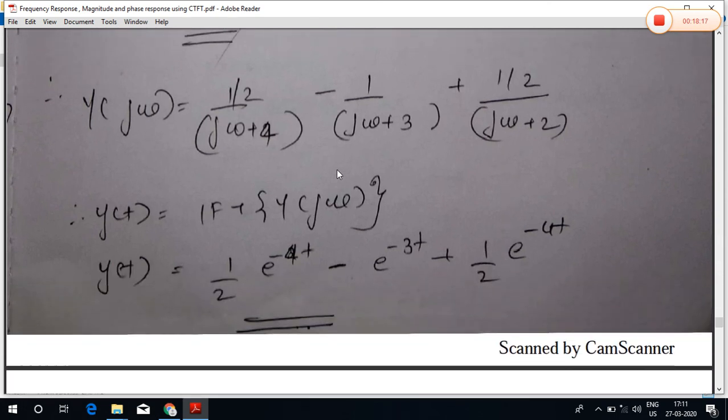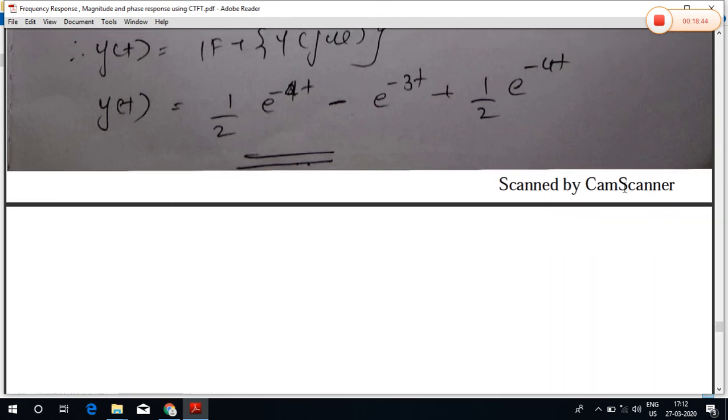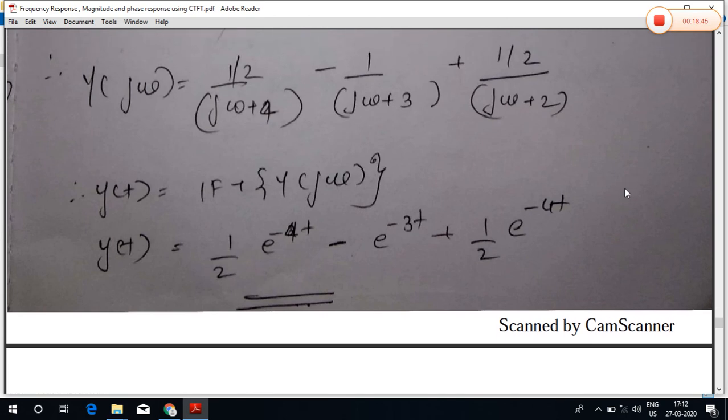Hence, on finding the inverse Fourier transform of this particular equation, IFT means inverse Fourier transform of Y(jω), we will get this of the form: half into 1 by (jω plus 4) is e raised to minus 4t, minus e raised to minus 3t, plus half into e raised to minus 2t, all multiplied by u(t). Okay. So that is the final answer.